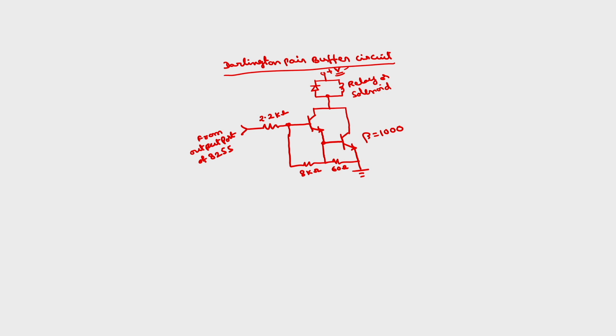Now, if you want to further increase the beta value and if you want higher currents, we can go for MOSFET circuits. Using this, the current can go up to some 4 amps. So, the MOSFET circuit will be, we will take from this output port to the gate of the MOSFET.